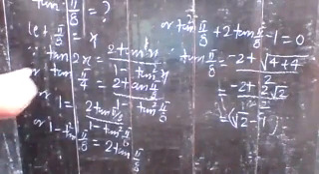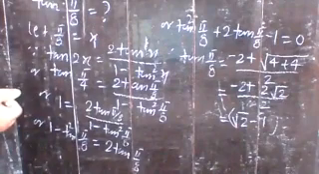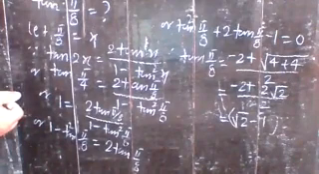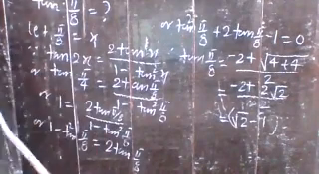And there is another method also to find the value of tan pi by 8, with the help of identity. So what is that?